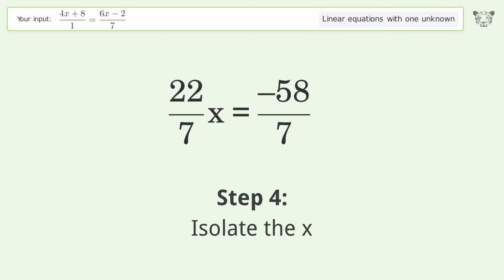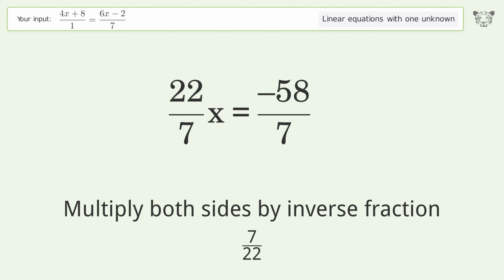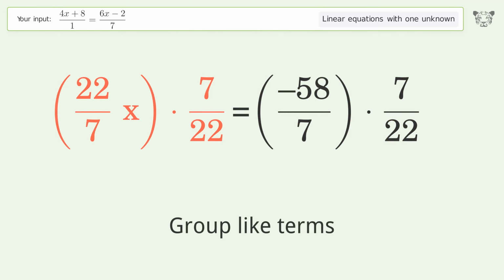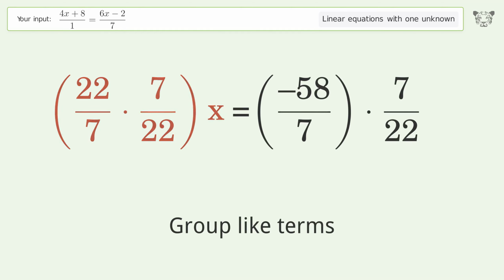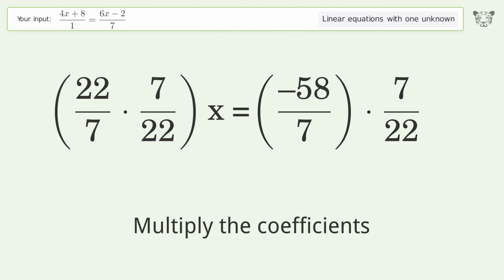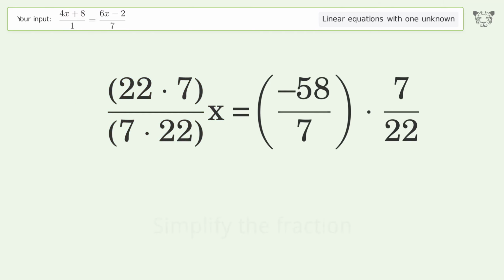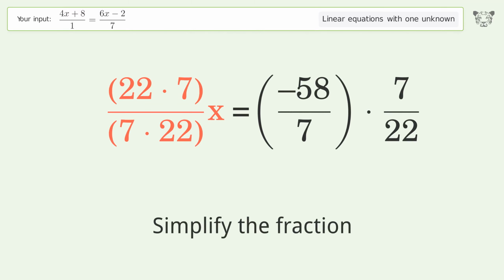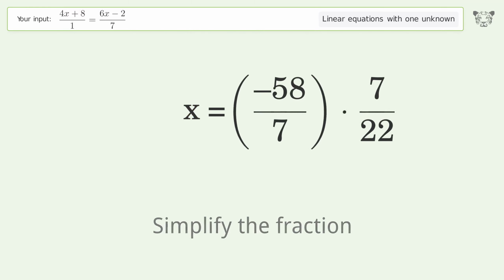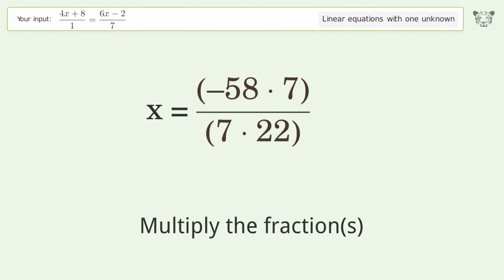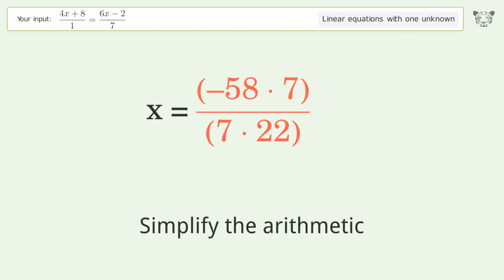Isolate the x. Multiply both sides by inverse fraction 7/22. Group like terms. Multiply the coefficients. Simplify the fraction. Multiply the fractions. Simplify the arithmetic.